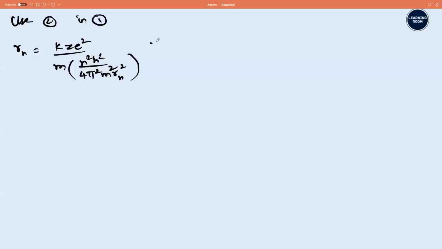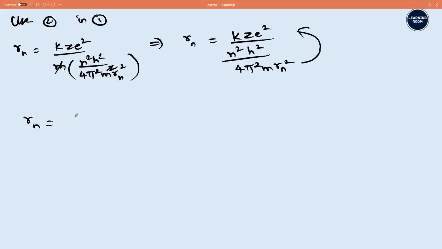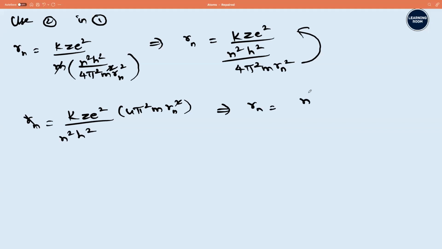When I do this, we get Rn is equal to, so m will get cancelled, kZe square divided by n square h square divided by 4 pi square m Rn square. So this whole thing will go to the numerator. So Rn will be equal to kZe square into 4 pi square m Rn square divided by n square h square. One Rn is gone, which implies Rn will be equal to n square h square divided by k times Ze square into 4 pi square m.